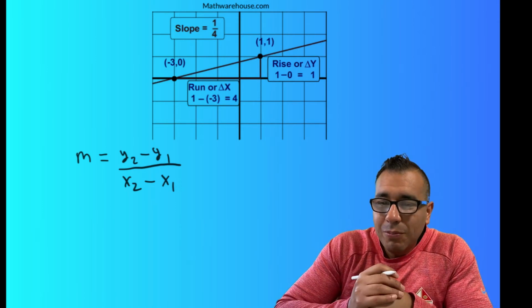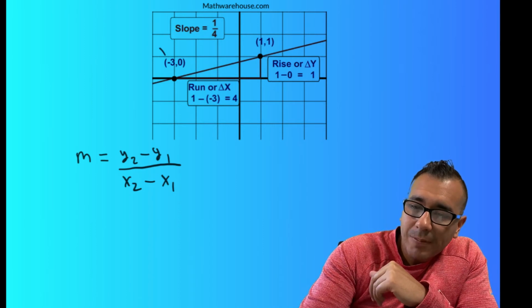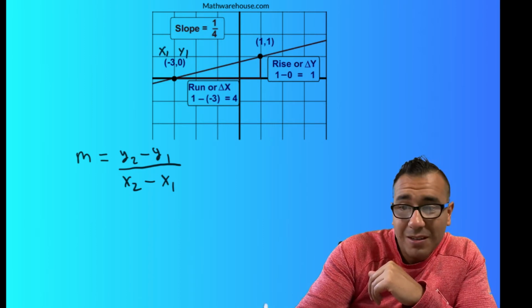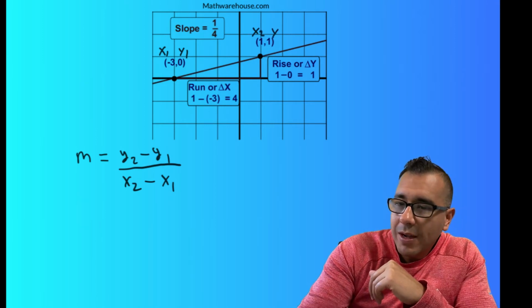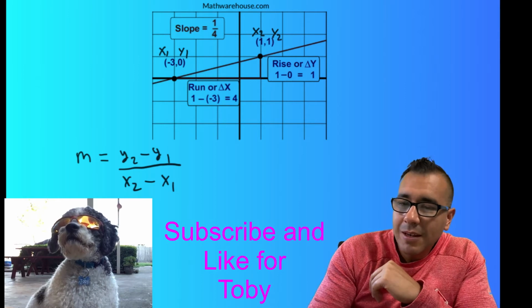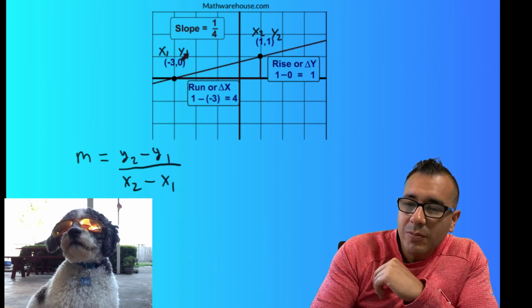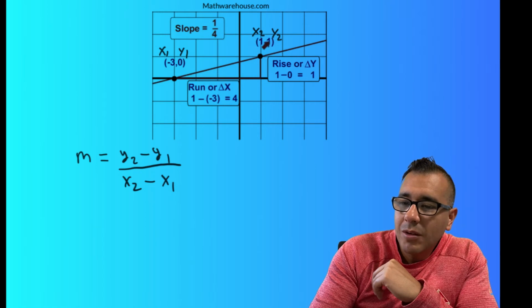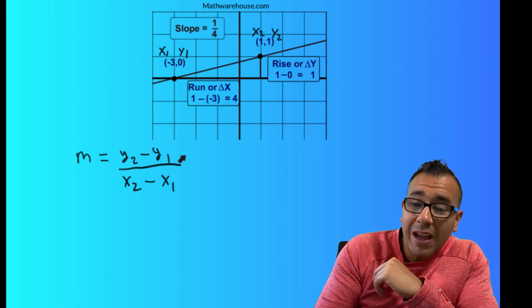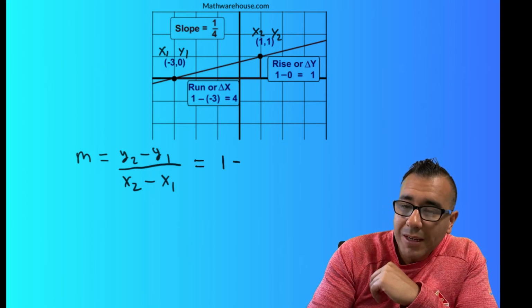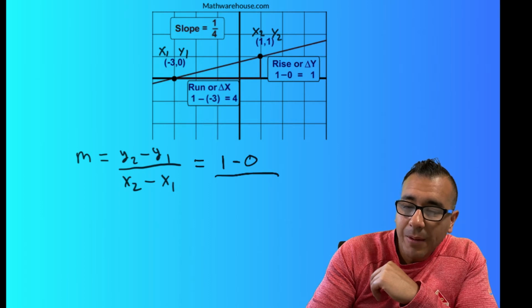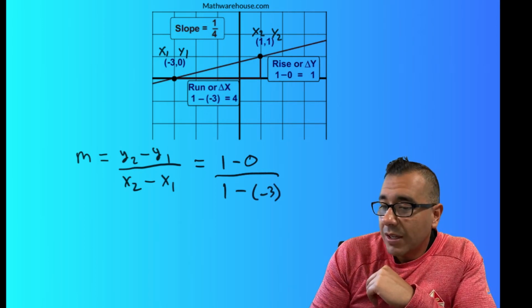So I have 2 points here. I'm going to call this x1, y1, and what's awesome is it doesn't matter. And I'll call this x2, y2. Again, -3 is my x1, 0 is my y1, 1 is my x2, and this 1 is my y2. So we're going to plug everything in here. We get y2, which is 1, minus y1, which is 0, divided by x2, which is 1, minus x1, which is negative 3. And this is where I really want you to make a careful note.